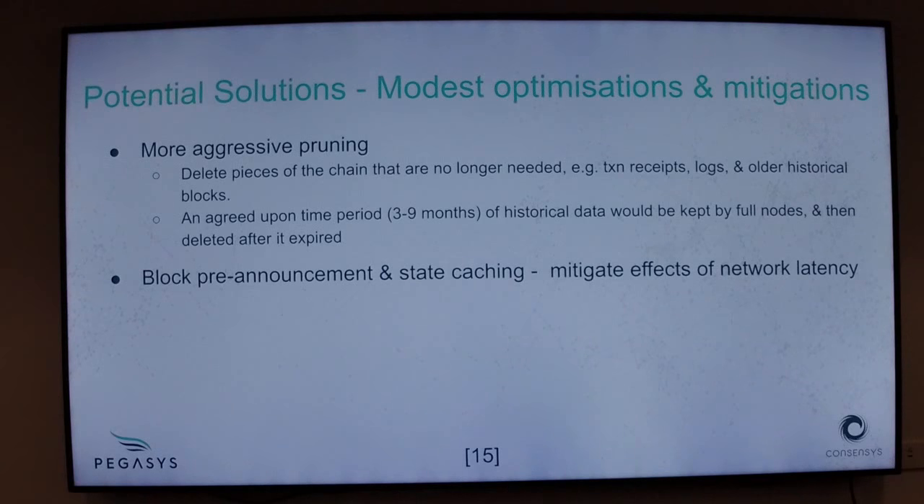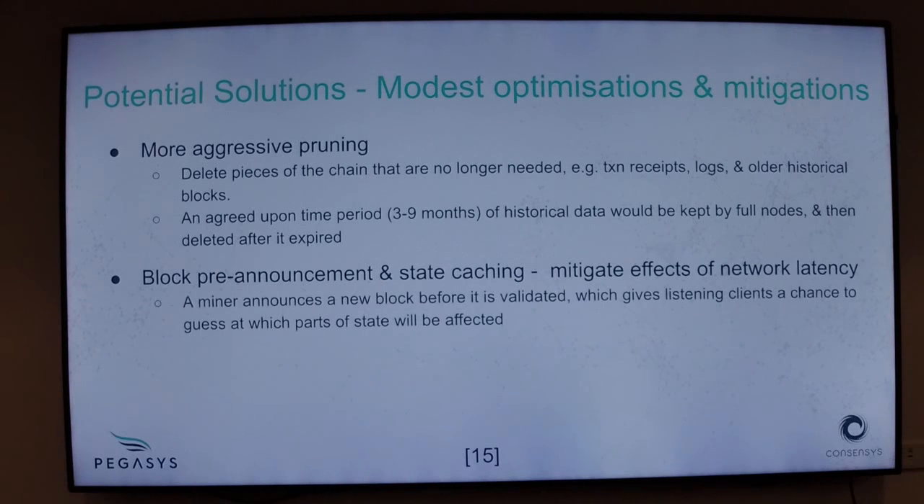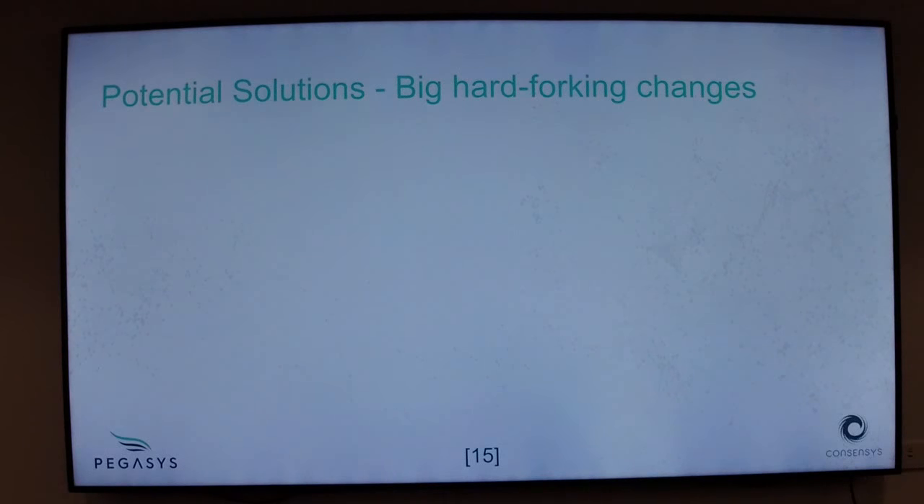But anyway, the other concept they had is block pre-announcement and state caching. The aim of that is to mitigate the network latency. So a miner will announce a block before it's actually validated. They announce it and it's not yet been validated. That gives clients who are listening out a chance to guess which part of the state will be affected, and they're preemptively able to then warm those caches for the next state.